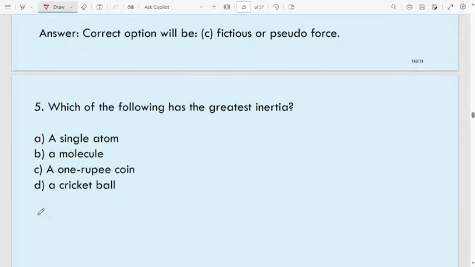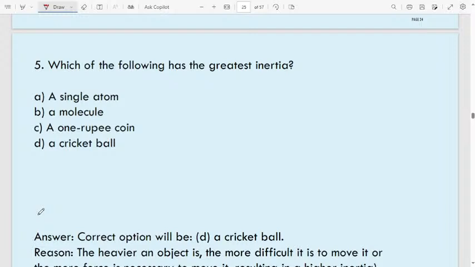D, a cricket ball. Out of these 4, a cricket ball has more mass, correct? Compared to these 4, the cricket ball has the most mass. As the mass increases, the inertia also increases. Mass is directly proportional to inertia. Remember that one.